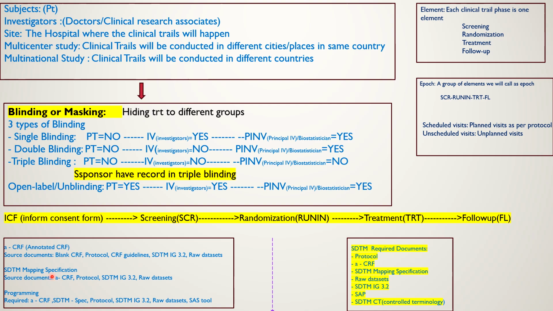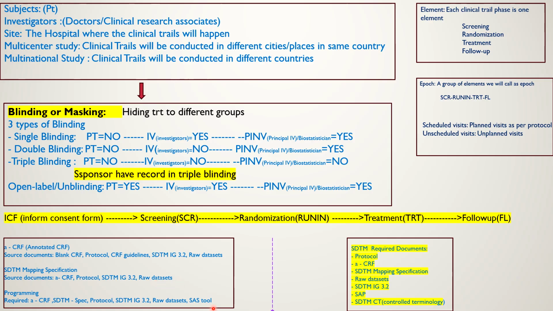Here aCRF is nothing but annotated CRF. To create the annotated CRF, we need some source documents like the blank CRF, protocol, CRF guidelines, SDTM 3.2, and raw datasets. Then the SDTM mapping specification. If you want to create the SDTM domains, you need the mapping specification. For that, some source documents are also required: the aCRF, protocol, and SDTM 3.2 guidelines, depending on the study, then the raw datasets.